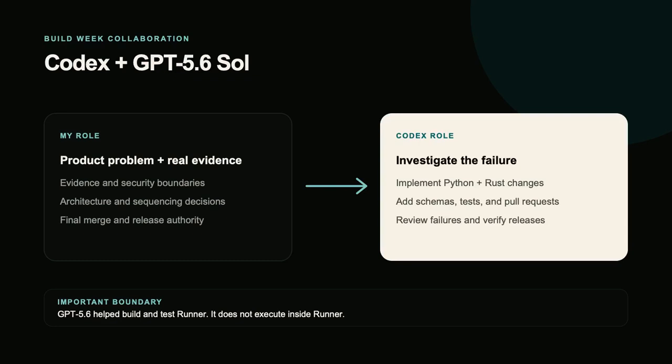During build week, I used Codex with GPT 5.6 Sol as my engineering collaborator. I set product direction, evidence standards, and release decisions. Codex investigated failures, implemented Python and Rust changes, added tests and contracts, and helped verify releases. GPT 5.6 helped build Runner. It does not run inside Runner.